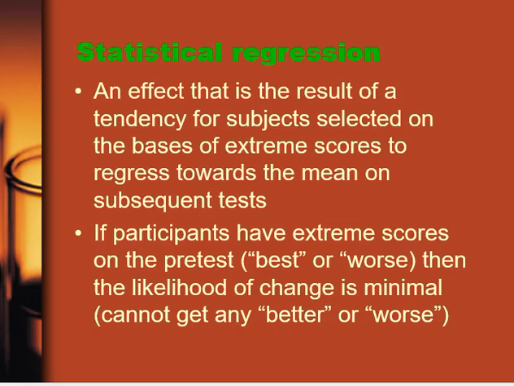Statistical regression is a bit of a hard one to understand perhaps at first, but it's basically an effect that is the result of a tendency for participants to be selected on the basis of extreme scores. When you have people with extreme scores, the average regresses towards the mean. So as an example, if someone is an outlier, if they have the best or the worst score, the likelihood of change between pre-test and post-test is going to be different.